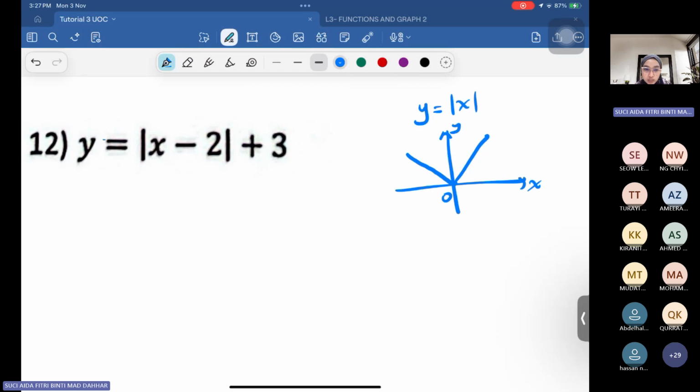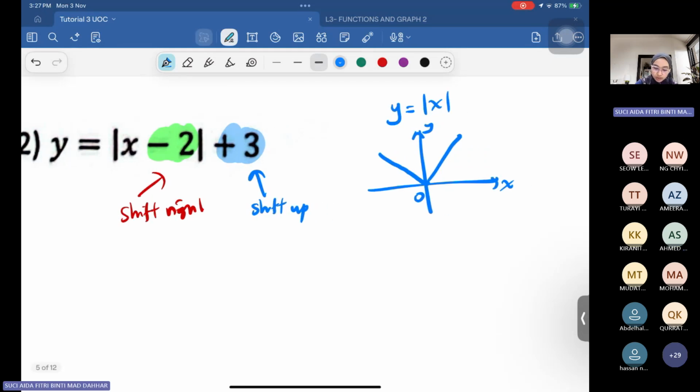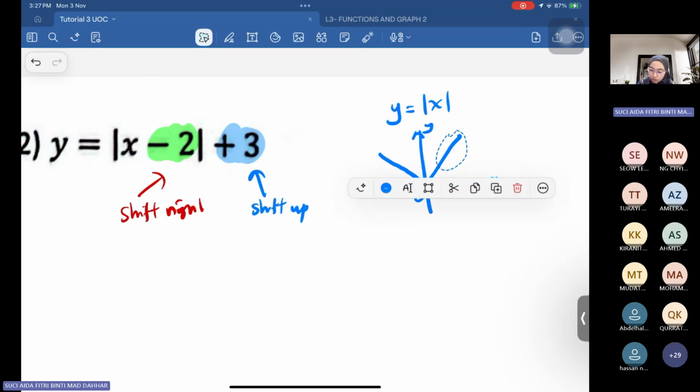This is the basic modulus function, but ours is not basic. Okay, your x has been subtracted by 2 and then added by 3 outside. Okay, so there are 2 transformations here. Okay, what are they? Minus by 2 is shifting to the right, to the right. Okay, and then plus 3 shift up. Up. It's outside.